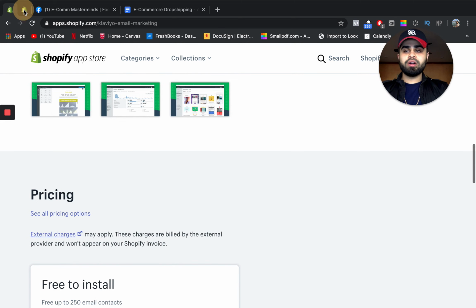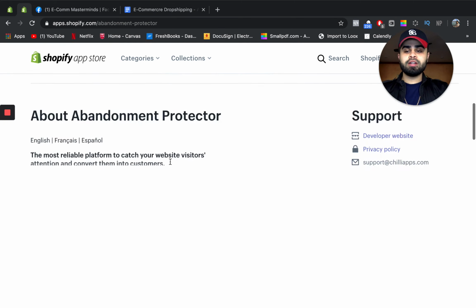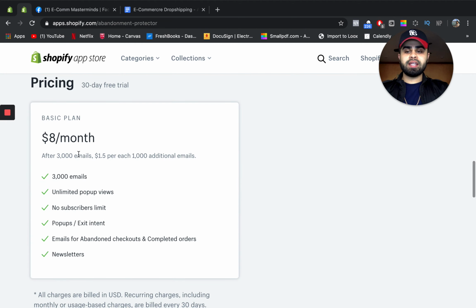And the second one is called Abandonment Protector. I believe it is $8 a month, and then after 3,000 emails that you're sending out on a monthly basis, it is $1.5 per each 1,000 additional emails, which is really not that bad at all.